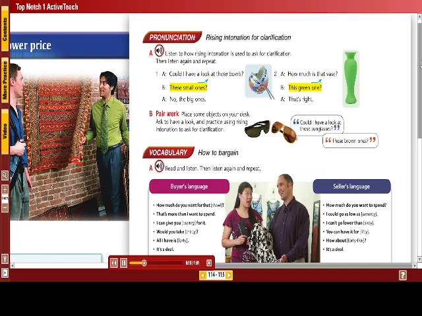1, Could I have a look at those bowls? These small ones? No, the big ones.